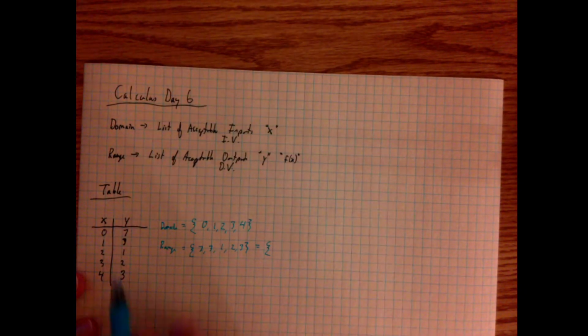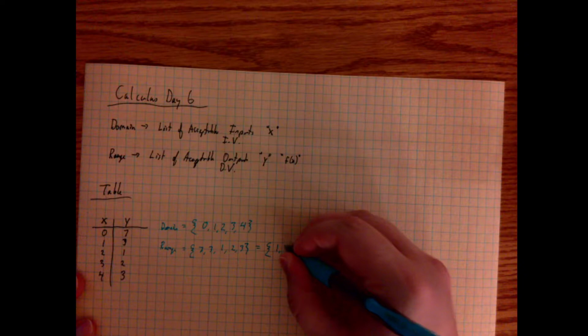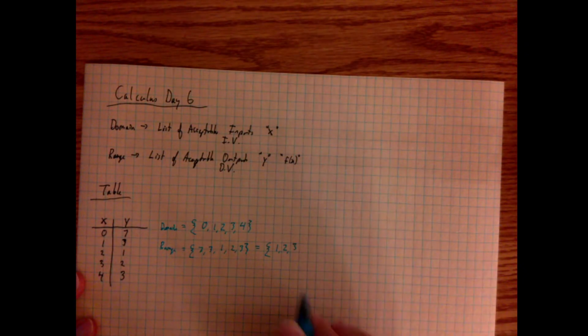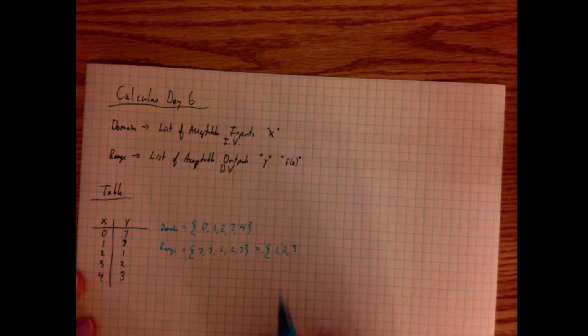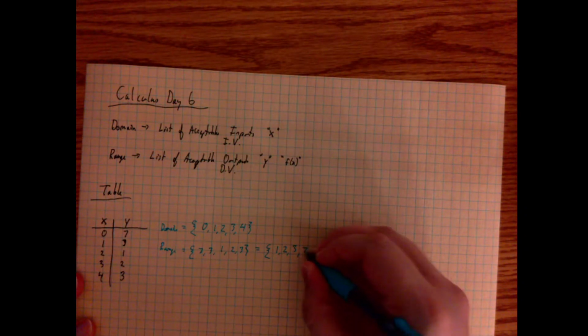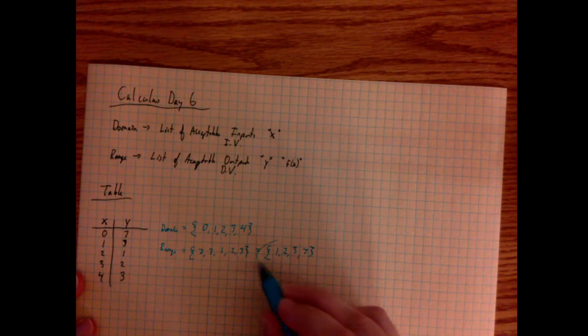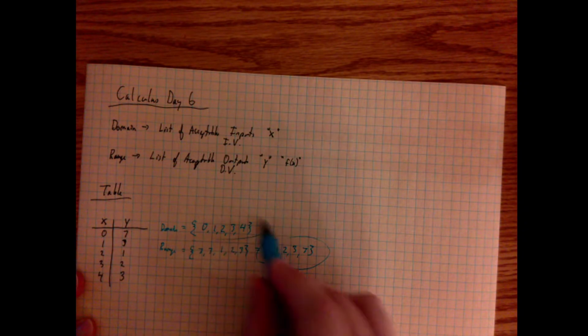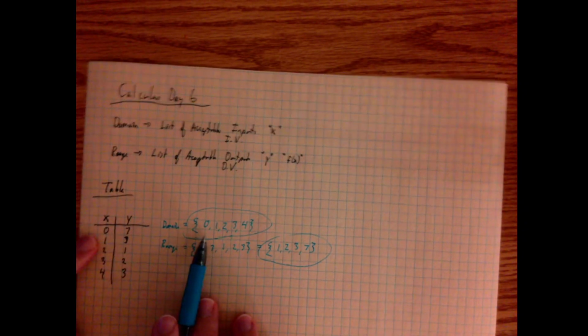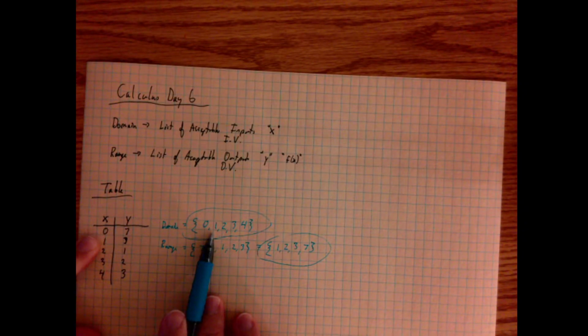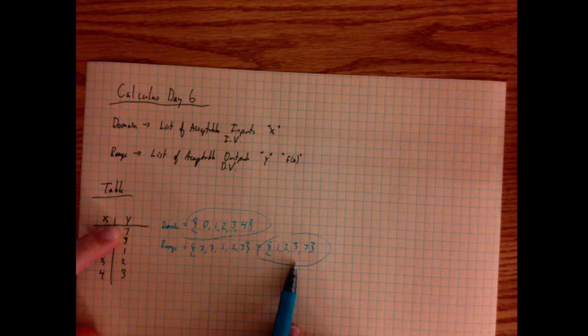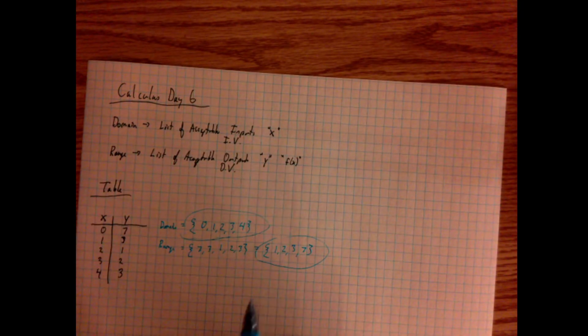So for example, the lowest number would be a 1, the next lowest would be a 2, the next one would be a 3, and even though 3 is duplicated, I don't need to write it a second time. And the highest number would be a 7. And so this would be an example of the domain and range of a table of values. You take all the inputs, list them in the domain, you take all the outputs, list them in the range, and ignore duplicates.